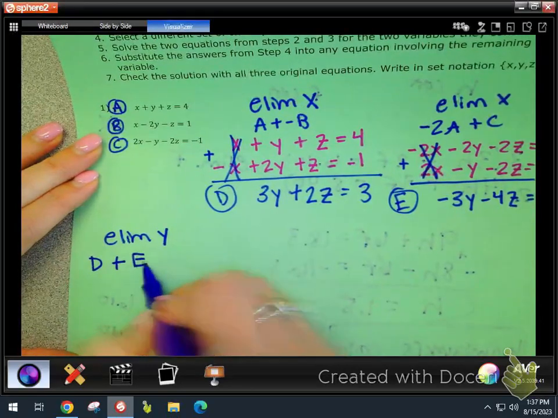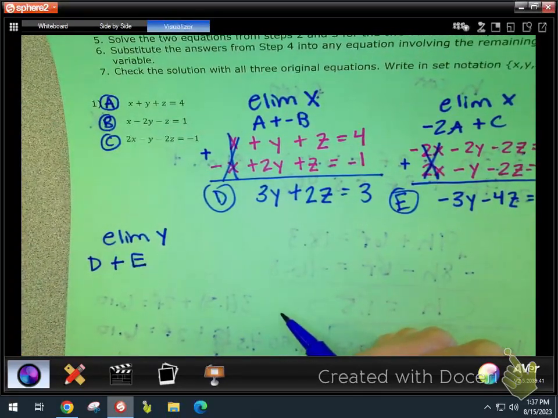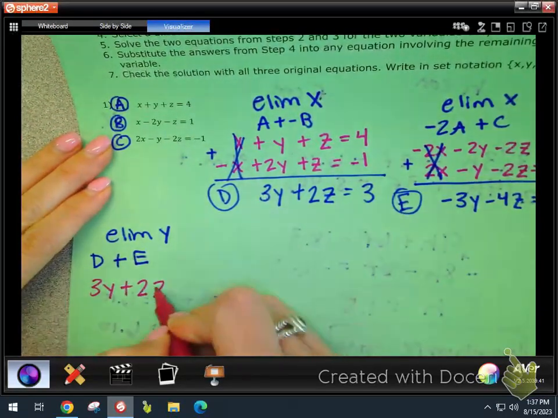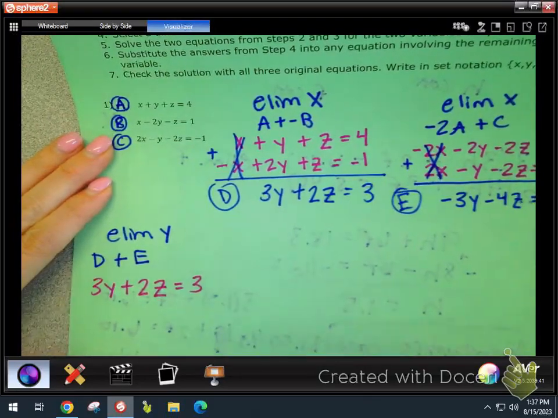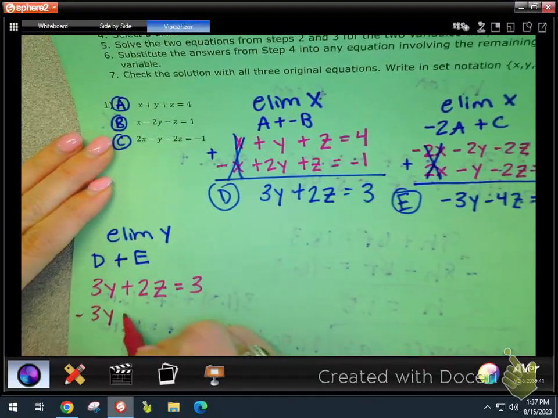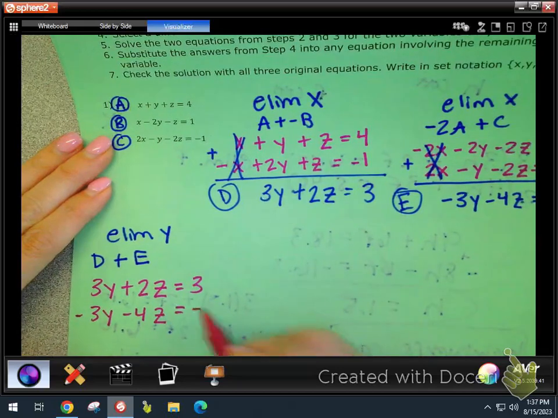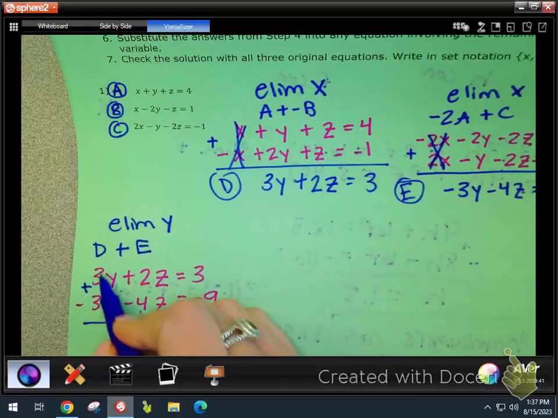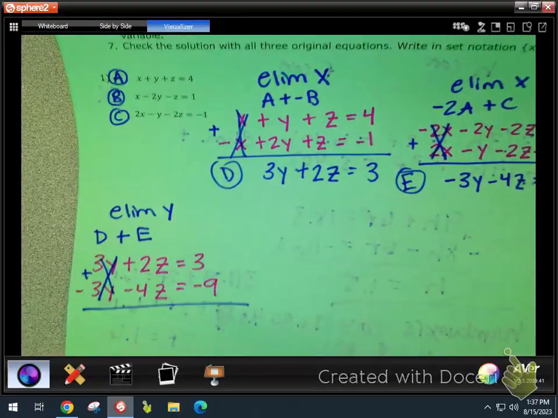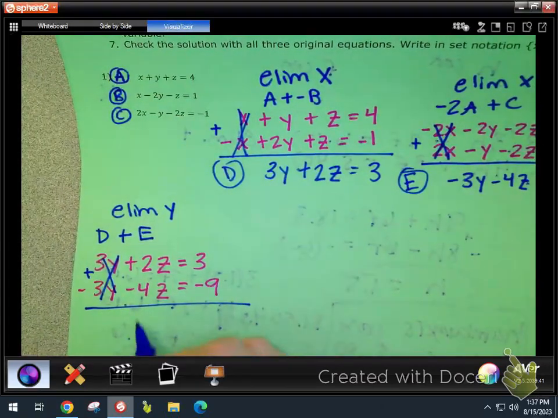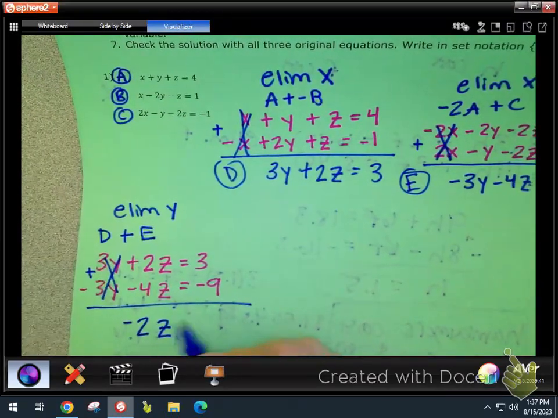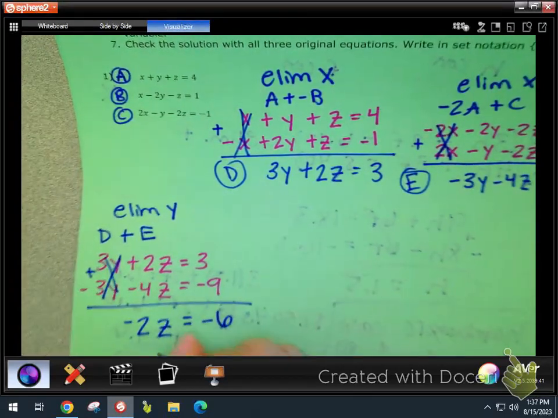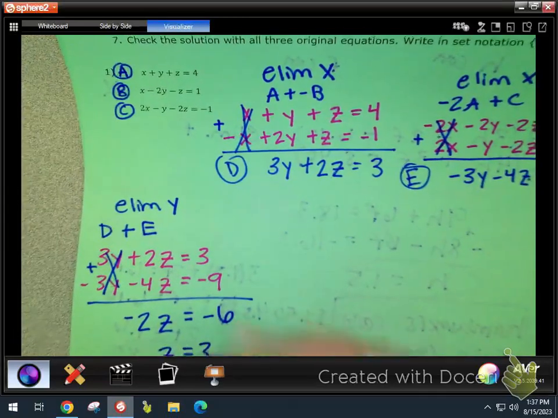D plus e. We don't have to change anything. We're being so smart. Okay? 3y plus 2z is equal to 3. Negative 3y minus 4z is equal to negative 9. Y is gone. 2z plus negative 4z is negative 2z. 3 plus negative 9 is, what's z equal to? 3.